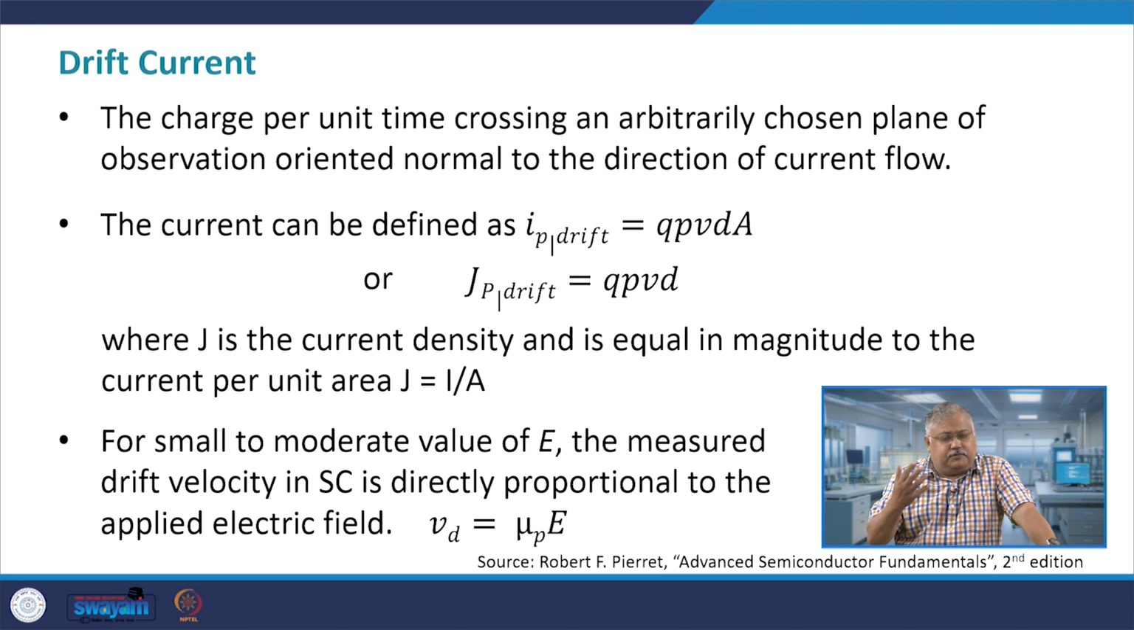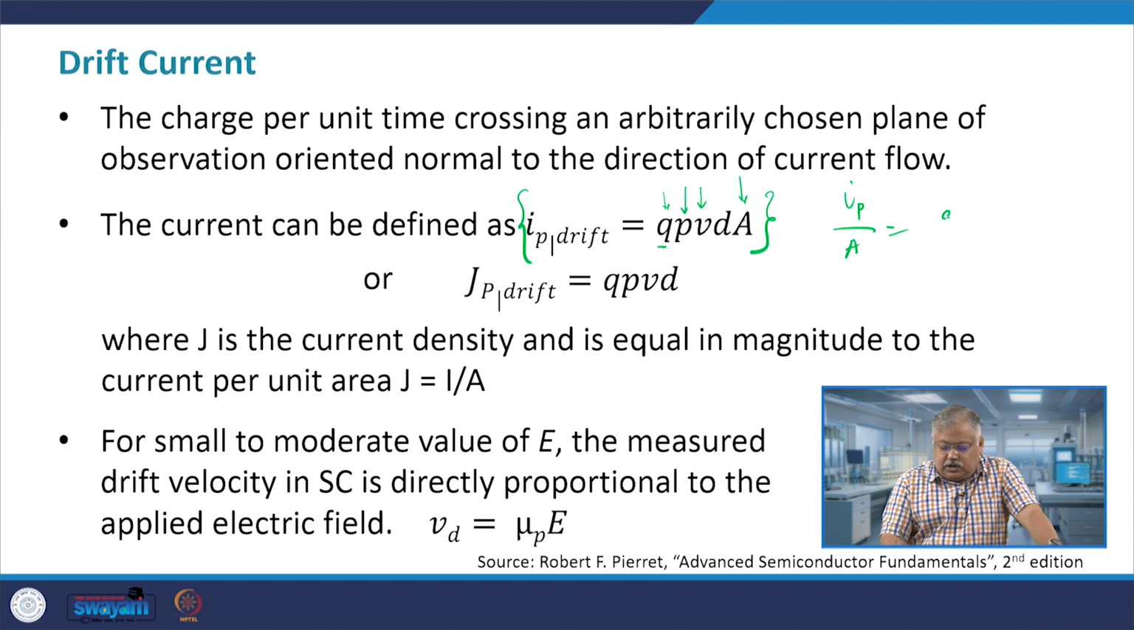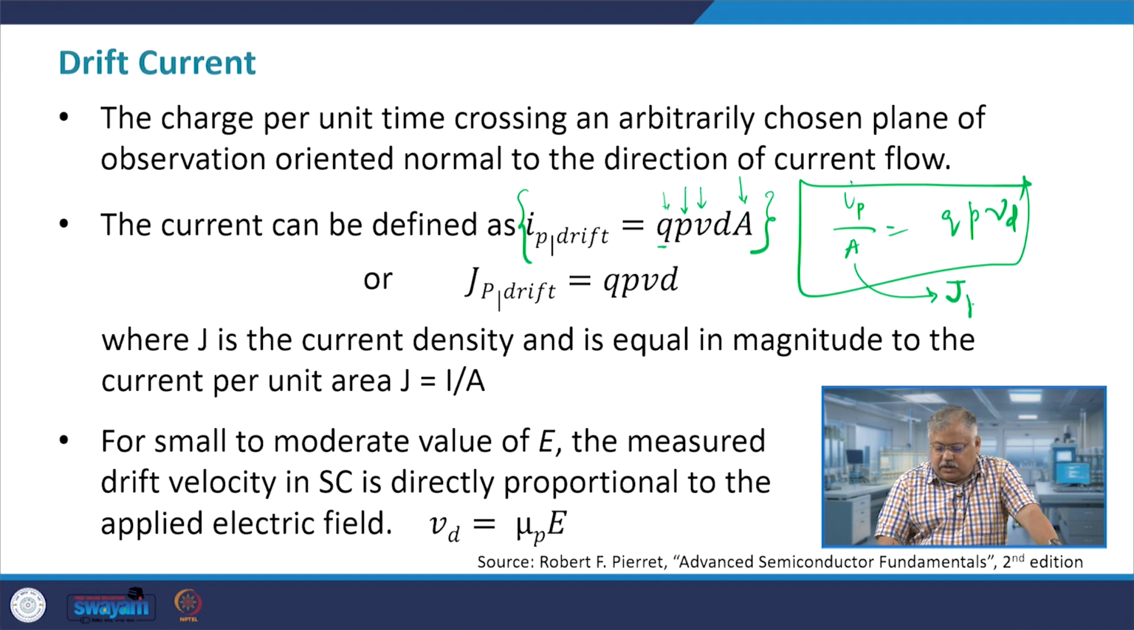So you see the importance of drift velocity? It's charge per unit time, which means that if the drift velocity is large, then per unit time a larger number of charge carriers will pass through, and as a result your drift current will also be very large. So if you look very carefully, we write the drift current as this quantity. It is I_P = q P v_d A. Q is the electronic charge or hole charge in this case, P is the number of holes, v_d is the drift velocity, and A is the area under consideration. So now if you take A to the denominator, I am left with q P v_d, and this I_P by A is defined as J_P drift.